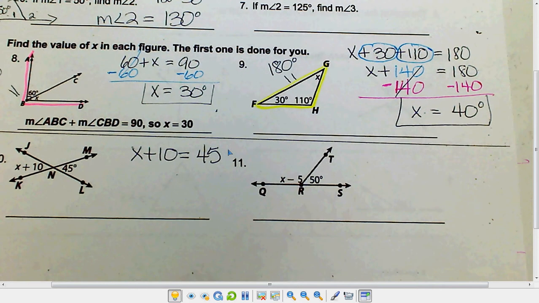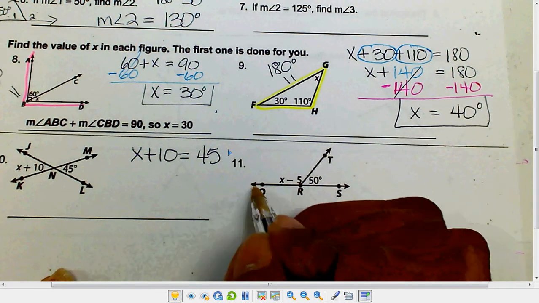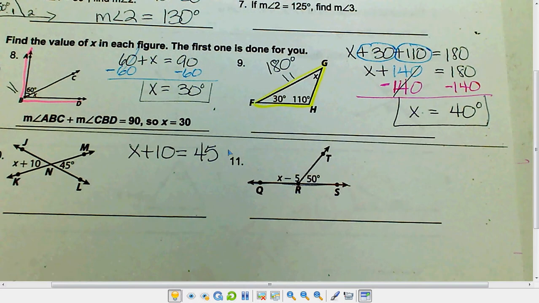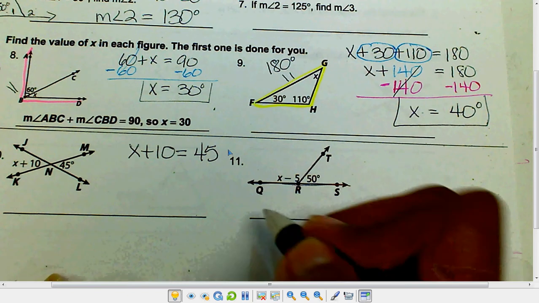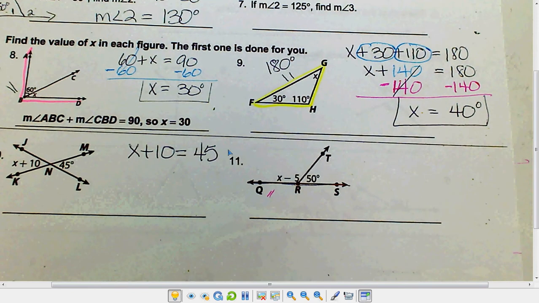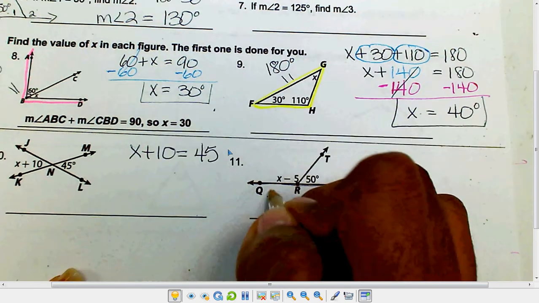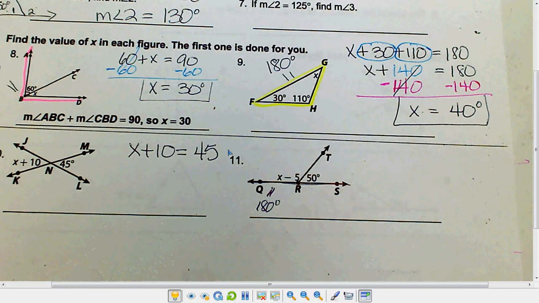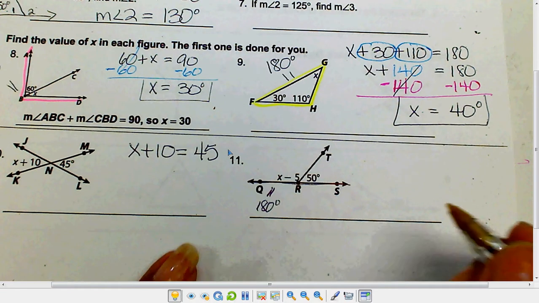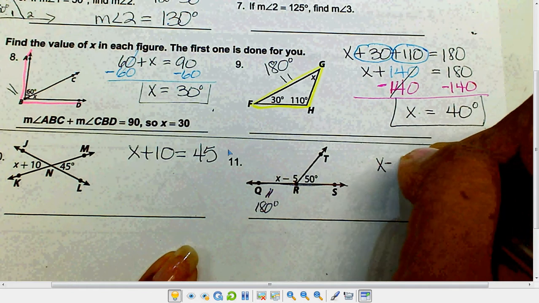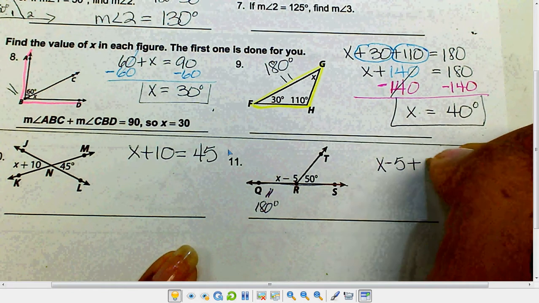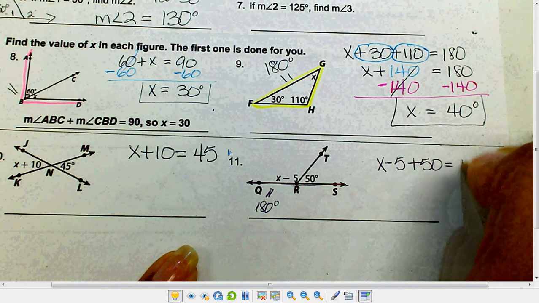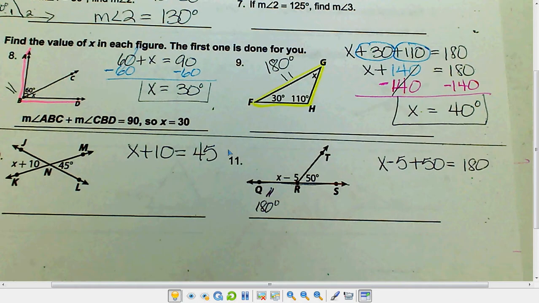And number 11, we have supplementary angles. See that straight line that they're sitting on? So therefore, we know that they're going to have to equal 180 degrees. So since both of these angles together need to equal 180 degrees, our equation would be x minus 5 plus 50 equals 180. Now pause the video and solve.